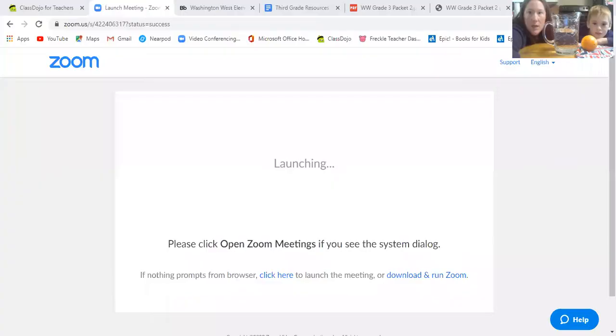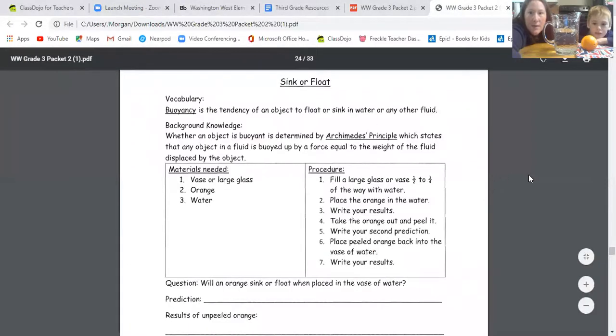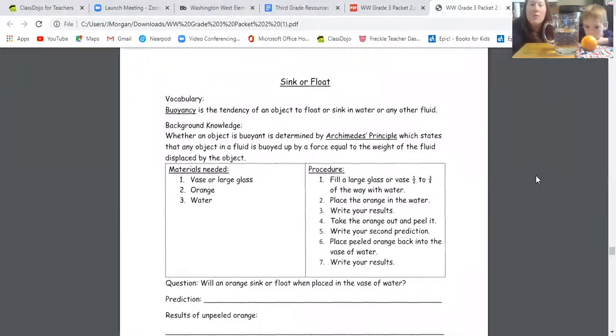So I'm going to share my screen real quick so that you can see what I'm talking about with the packet of Sink or Float. Stay with me just one second. Here's my screen. You should be looking at Sink or Float, and today we're going to talk about buoyancy. Buoyancy is the tendency of an object to float or sink in water or any other fluid. So a little bit of background knowledge. Whether an object is buoyant is determined by Archimedes' principle, which states that any object in a fluid is buoyed up by a force equal to the weight of the fluid displaced by the object.